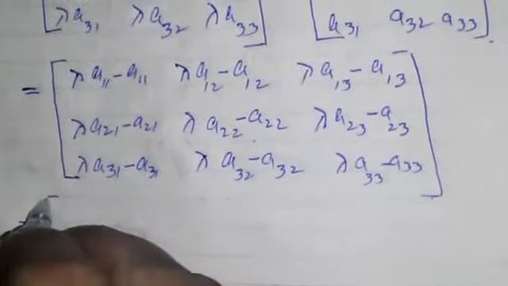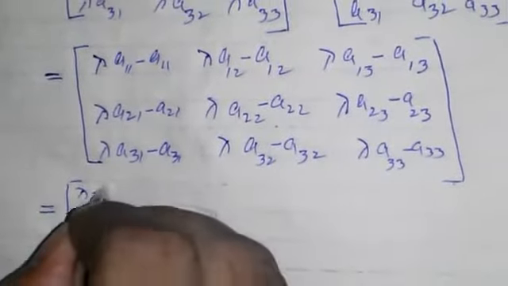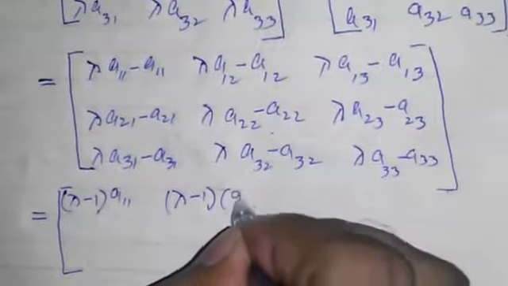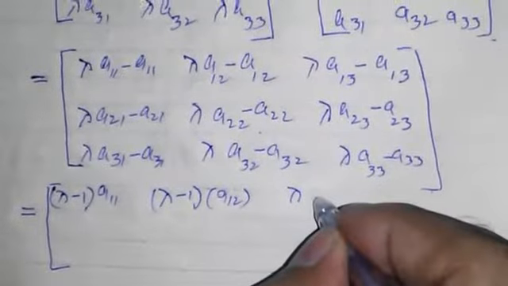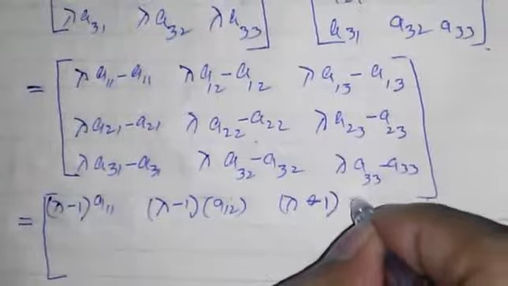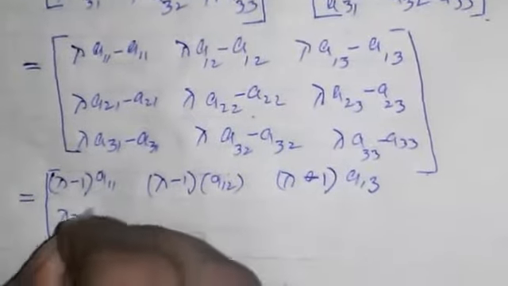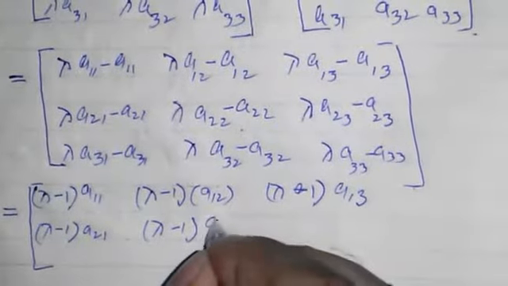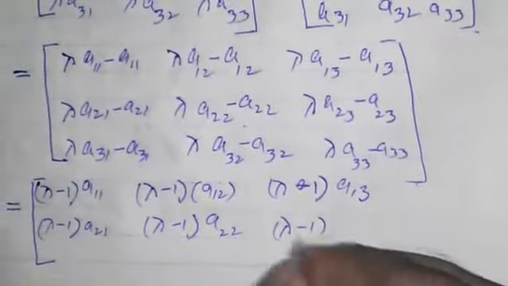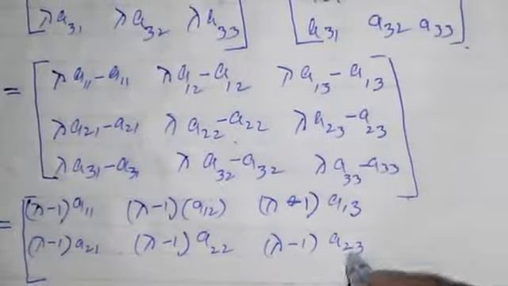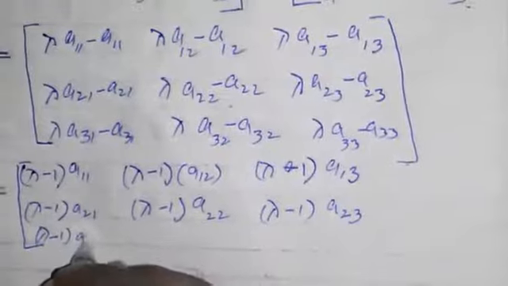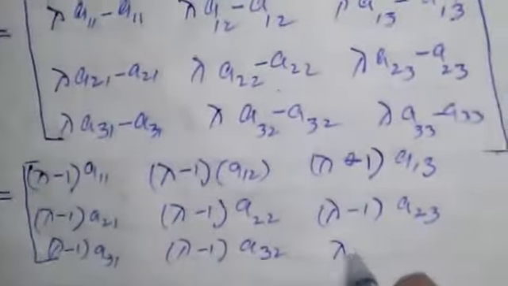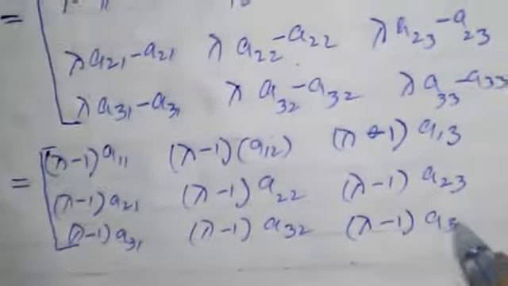Which is equal to lambda minus 1 into A11, lambda minus 1 into A12, lambda minus 1 into A13, lambda minus 1 into A21, lambda minus 1 into A22, lambda minus 1 into A23, lambda minus 1 into A31, lambda minus 1 into A32 and lambda minus 1 into A33.